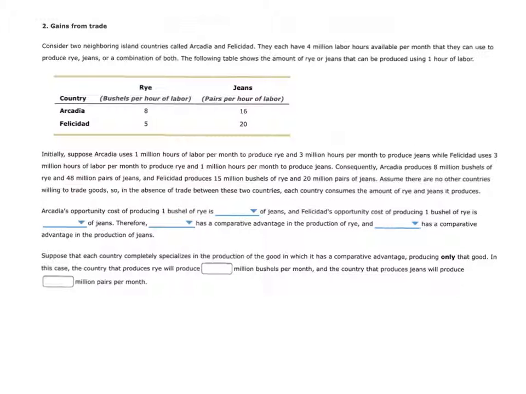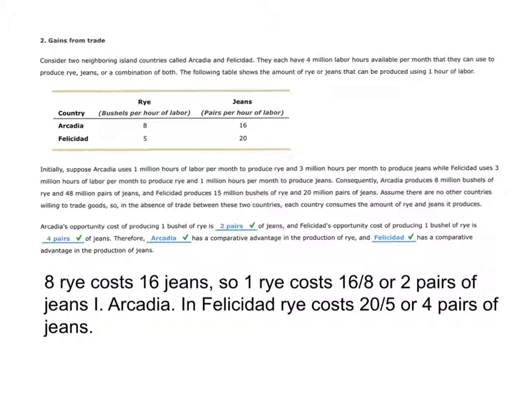So I want to look at question 2 also, because question 2 is relatively complex as well. Question 2 gives us two countries, Arcadia and Felicidad. This time we're producing either rye or jeans. So let's look at how this question works out. Here, Arcadia produces 8 bushels of rye per hour of labor, or 16 pairs of jeans per hour of labor. So every time Arcadia produces a bushel of rye, they give up 2 pairs of jeans. That's 16 divided by 8, basically, is how I got that.